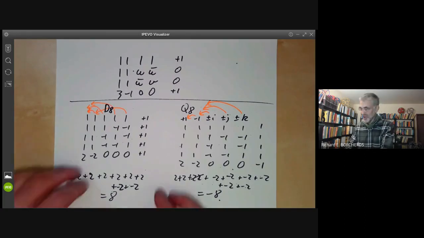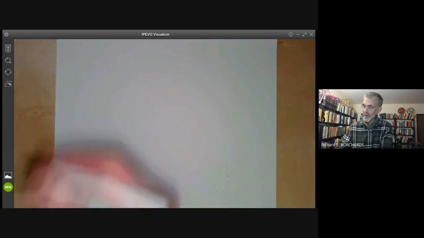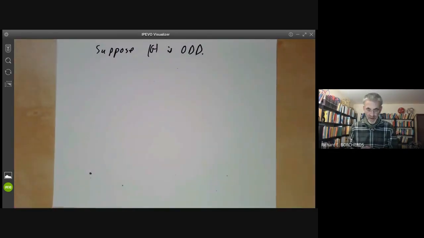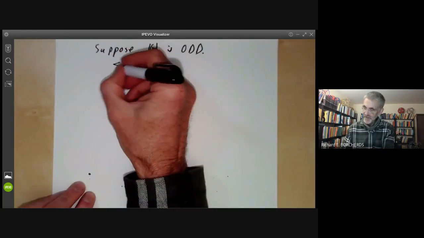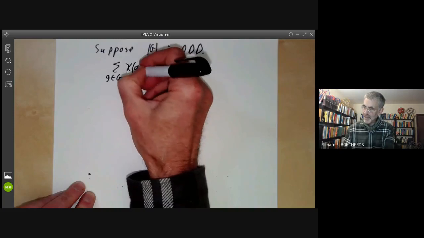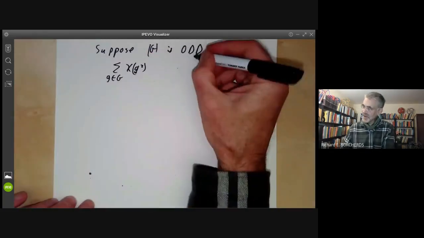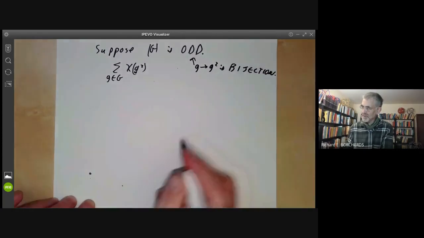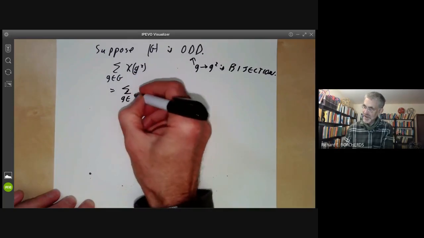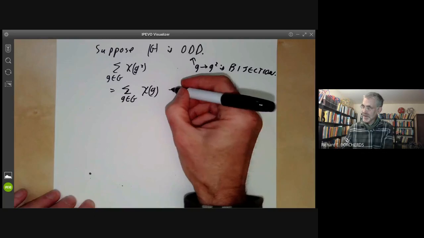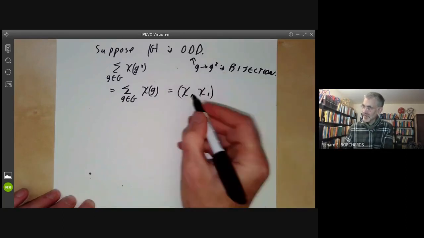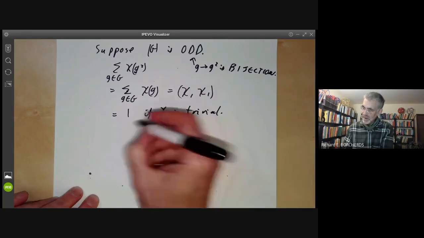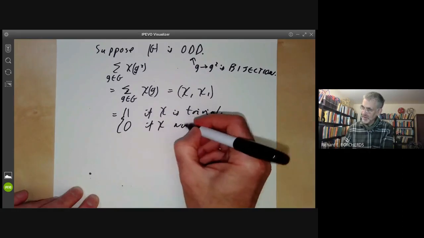Now I'll give an application of the Schur indicator to groups of odd order. So suppose the order of G is odd. Well, what's the Schur indicator? It's the sum over g in G of chi of g squared. That's easy to work out, because if the order of G is odd, then the map from g to g squared is a bijection from G to itself. So this is equal to the sum over g in G of chi of g, which is just the inner product of chi with the one-dimensional irreducible character chi 1. So this is equal to 1 if chi is trivial, and 0 if chi is non-trivial and irreducible.